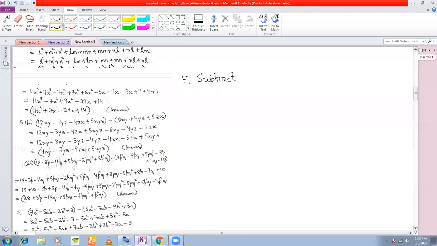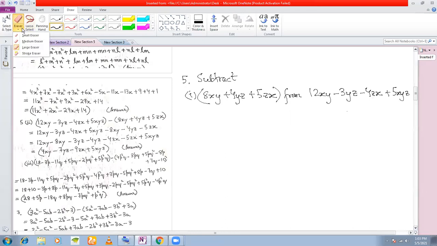Subtract 8xy plus 4yz plus 5zx from 12xy minus 3yz minus 4zx plus 5xyz. Okay. In the question the brackets are not given, so I'll also remove the brackets.